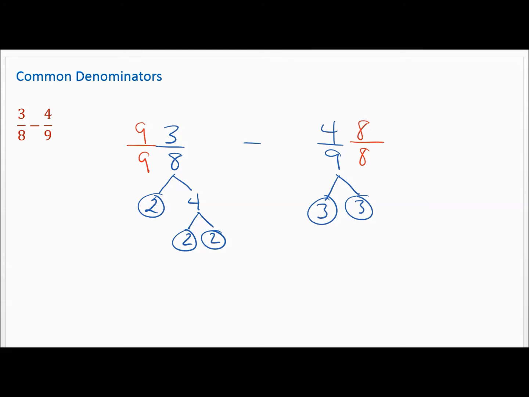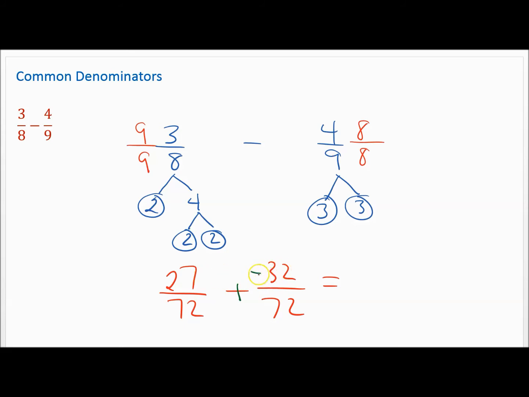Denominator, numerator. And then I say 9 times 3 is 27, over 8 times 9 is 72, minus 4 times 8 is 32, over 8 times 9 is 72. All right. Then once again, we have 27 minus 32. Well, 27 is smaller than 32, so I need to use my properties of integers: change the subtraction to addition, change the sign of the next number.